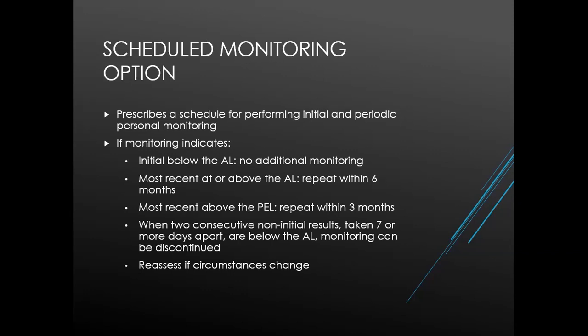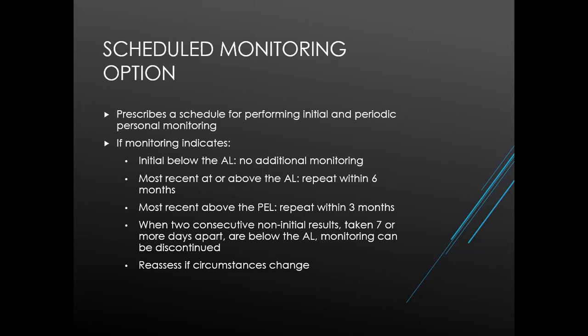The other option for exposure assessment is the scheduled monitoring option for employees who may reasonably be expected to be exposed to silica at or above the action level. This option prescribes a schedule for performing initial monitoring and periodic personal monitoring for exposed employees. If initial monitoring indicates that employee exposures are below the action level, the employer may discontinue monitoring for those employees. Where the most recent exposure monitoring indicates that employee exposures are at or above the action level but below the permissible exposure limit, the employer shall repeat such monitoring within 6 months.